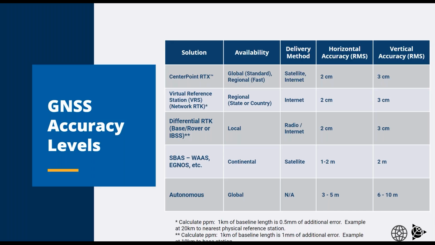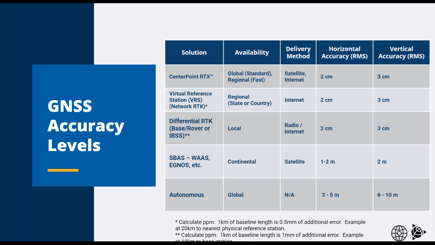So if I am utilizing any of these various solutions in order to have corrected precise GNSS, where does that get me to? And here we're talking about RMS, a root mean square error. This is a measure of accuracy: how far are we off from truth? And we're saying for all of these, we're able to achieve 2 centimeters and 3 centimeters. In our example, if you notice the small text at the bottom, we show you how we got there.